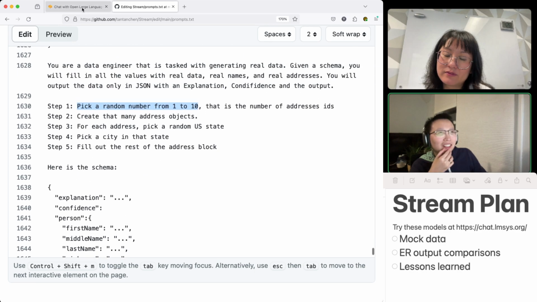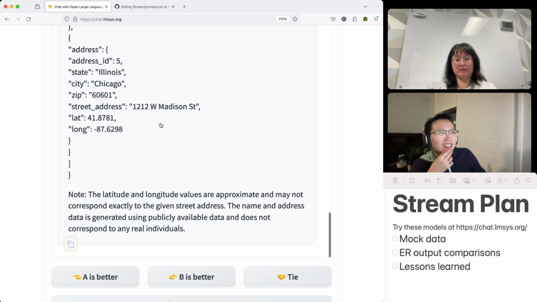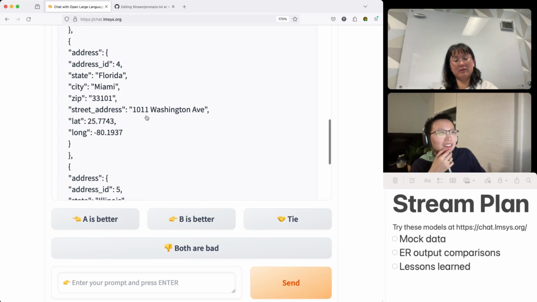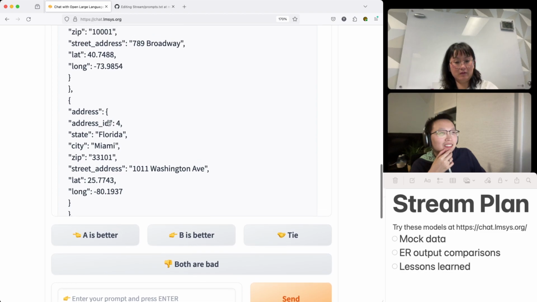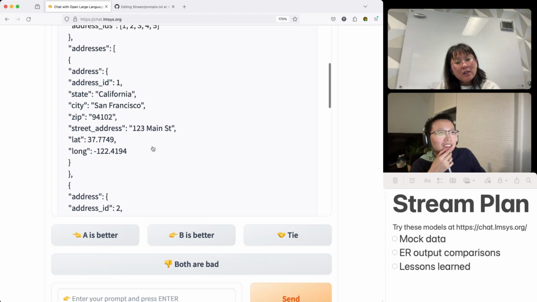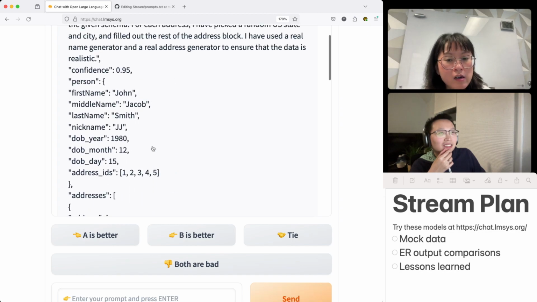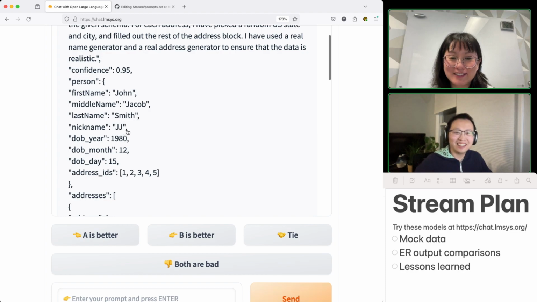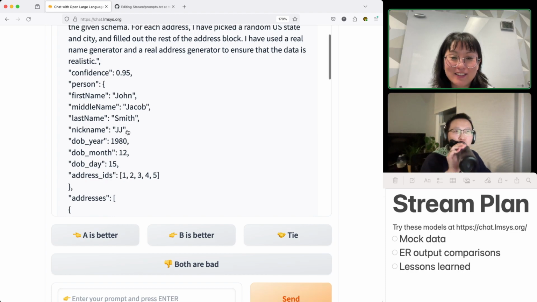But okay, Madison Street is new. New York. I also like how sometimes it does this, right? It didn't go Johnny for John Jacob Smith. It just did JJ as a nickname, right?